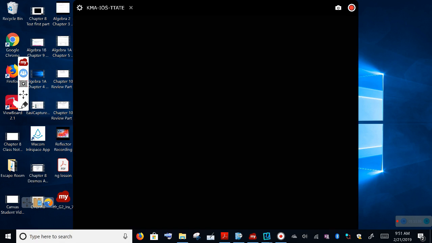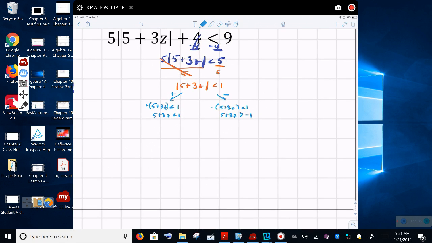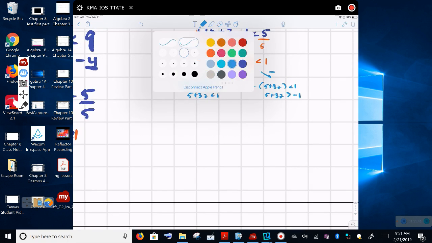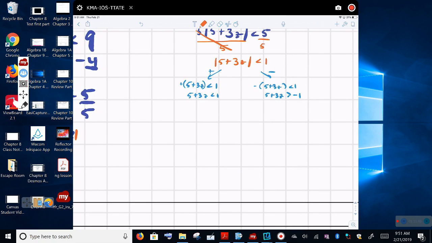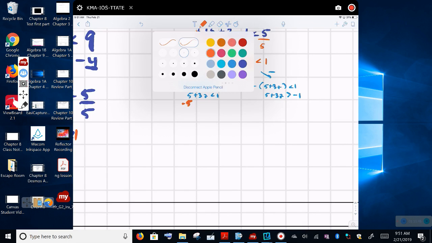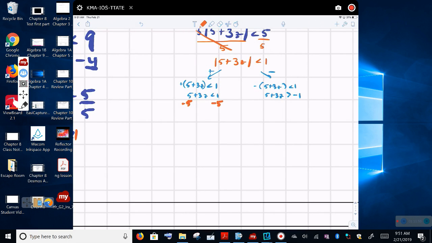Okay, so we'll solve some of these. Subtract 5. Then you get 3z is less than negative 4.